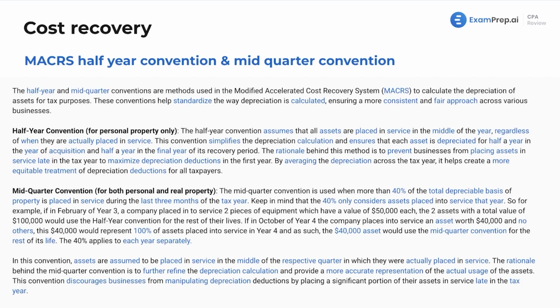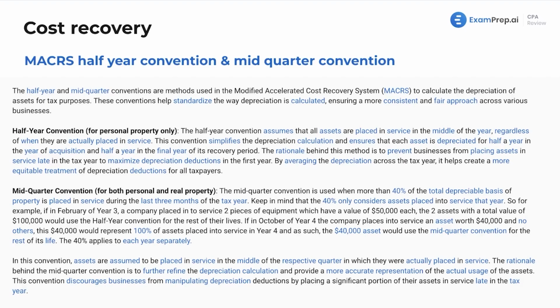Now, if in October of year 4, the company places into service an asset worth $40,000 and no others, you might get tricked and think, well, that's $40,000 out of the total of $140,000. Nope. It is individually each year. So in year 4, 100% is placed into service. We see in October, in the last quarter, that $40,000 is 100% of assets placed into service in year 4. And as such, the $40,000 asset would use the mid-quarter convention for the rest of its life.